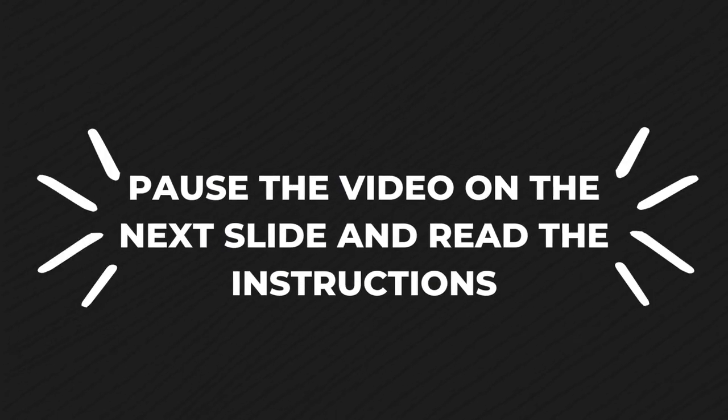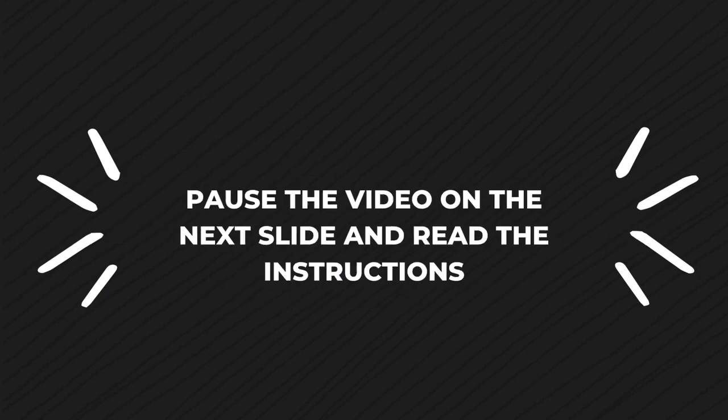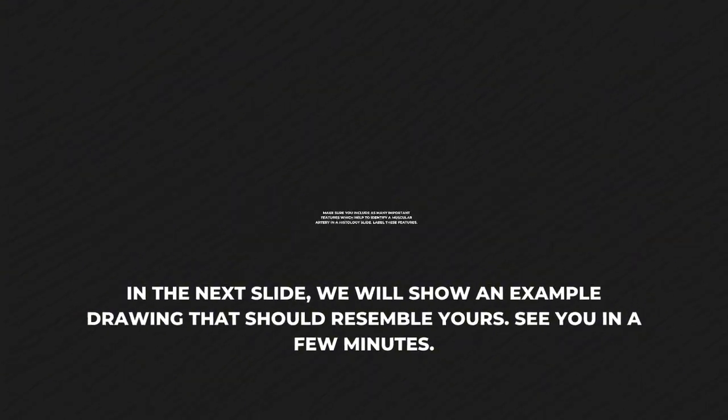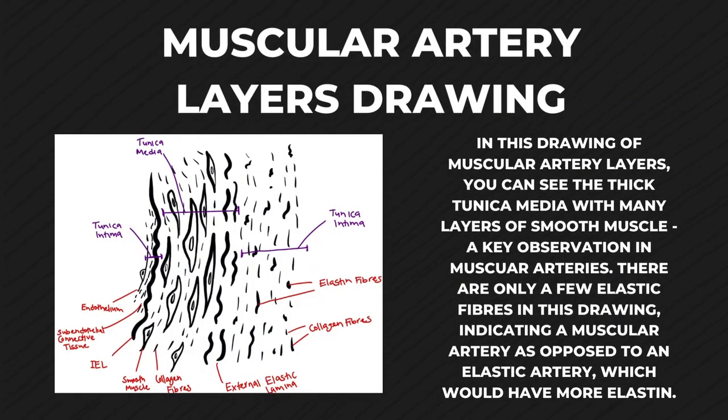Pause the video on the next slide and read the instructions. In this drawing of muscular artery layers, you can see the thick tunica media with many layers of smooth muscle, a key observation in muscular arteries. There are only a few elastic fibers in this drawing, indicating a muscular artery as opposed to an elastic artery, which would have much more elastin.